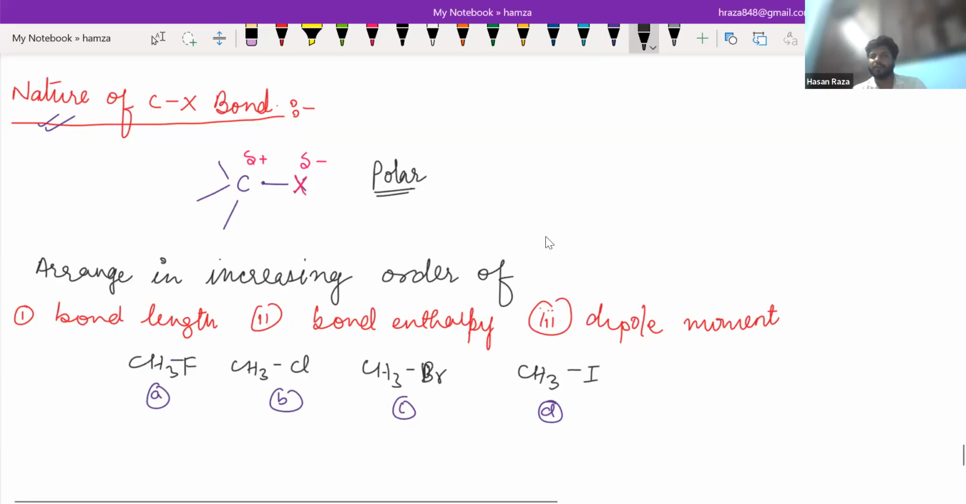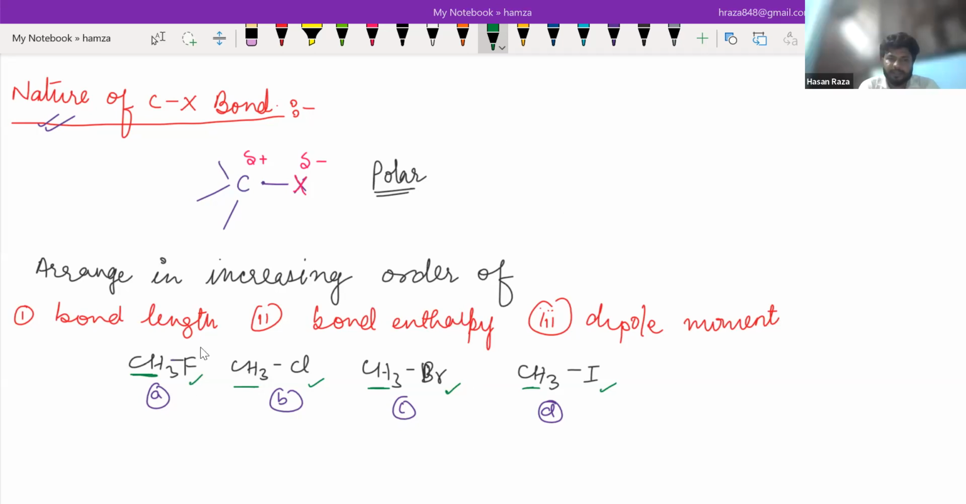See, bond length depends upon atomic size. Basically, you can see this CH3 is similar in all. This CH3 is the same. Now this bond length depends on fluorine, chlorine, bromine, and iodine. And you know that if the element is bigger, the bond length will also be large. If the element is larger in radius, the bond length will also be large. Are you getting my point, Nafisa, Hamza? Yes, sir.